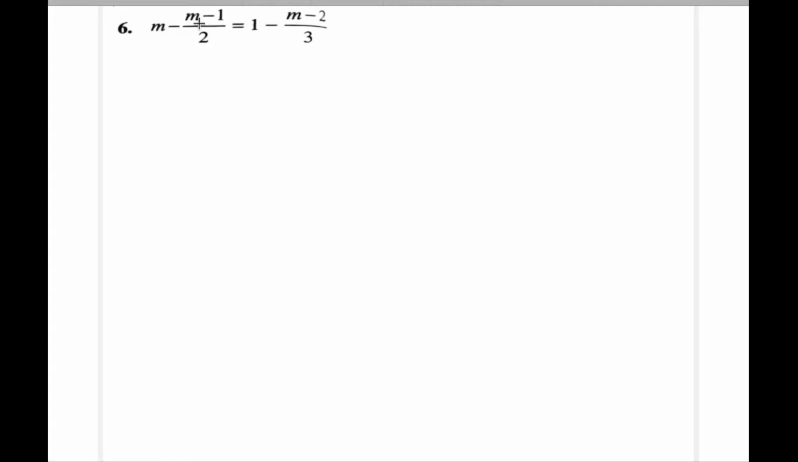Okay, see (m minus 1) by 2 equals 1 minus (m minus 2) by 3. Okay, so here how to start? See, this is in fraction form. This is like a number or whole number form. But it can be written as m by 1. Okay. Minus (m minus 1) by 2 equals to 1 can be written as 1 by 1 minus (m minus 2) by 3. Okay. Now, see where in this term variable is there.